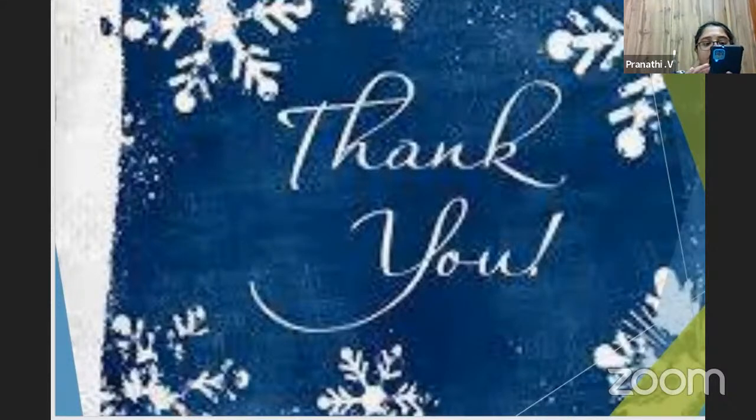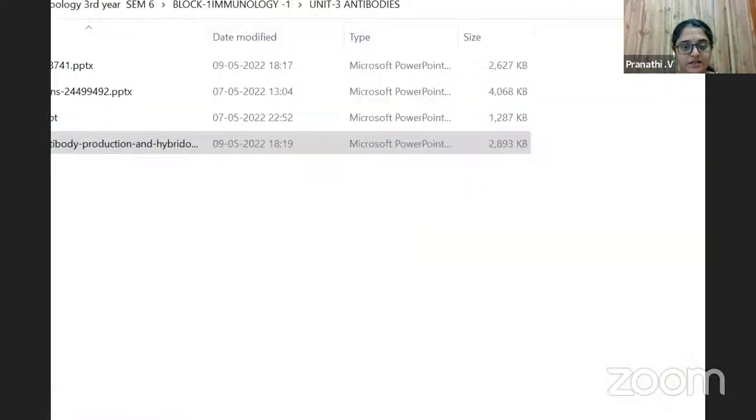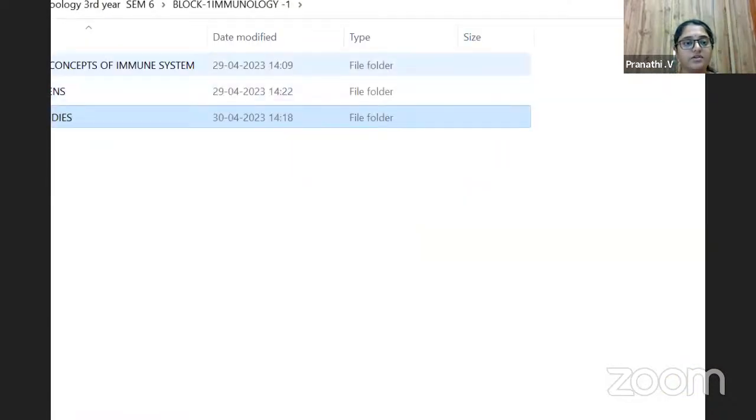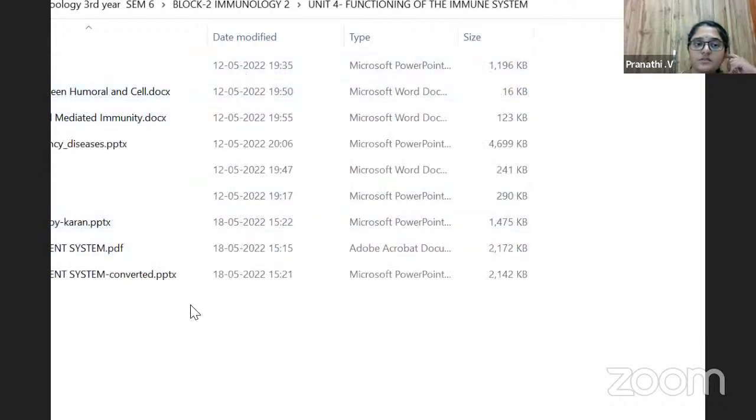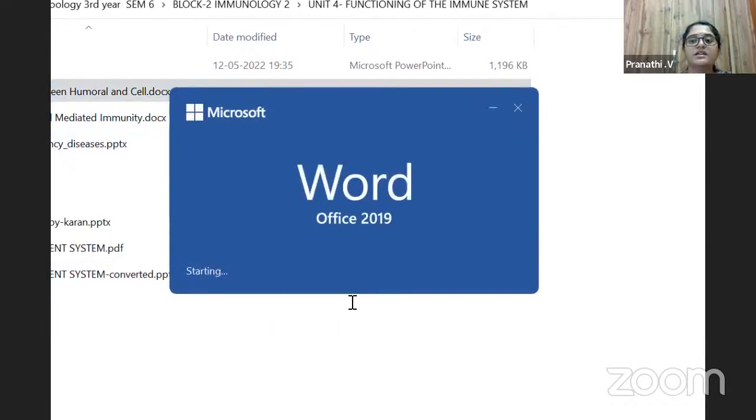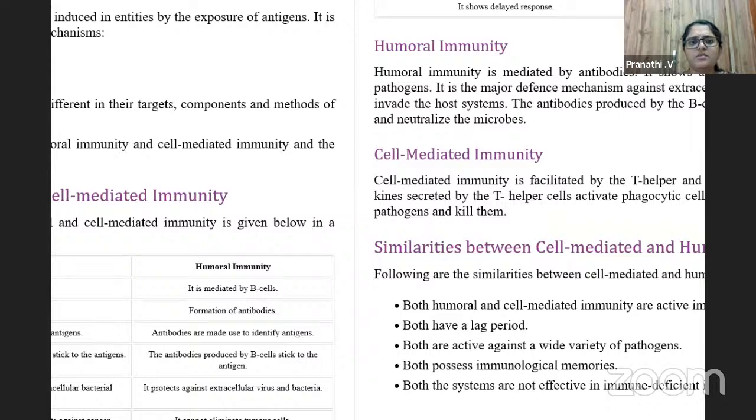I'll have to briefly talk about the regulation of immune functions, that is the major histocompatibility complex and complement fixation. We're actually running late, so I'll just give a brief introduction regarding that also. When it comes to the functioning of the immune system, I have already given you the differences between humoral and cell-mediated immunity. So we'll just have a look at it, like I told you. It's going to be a brief one.